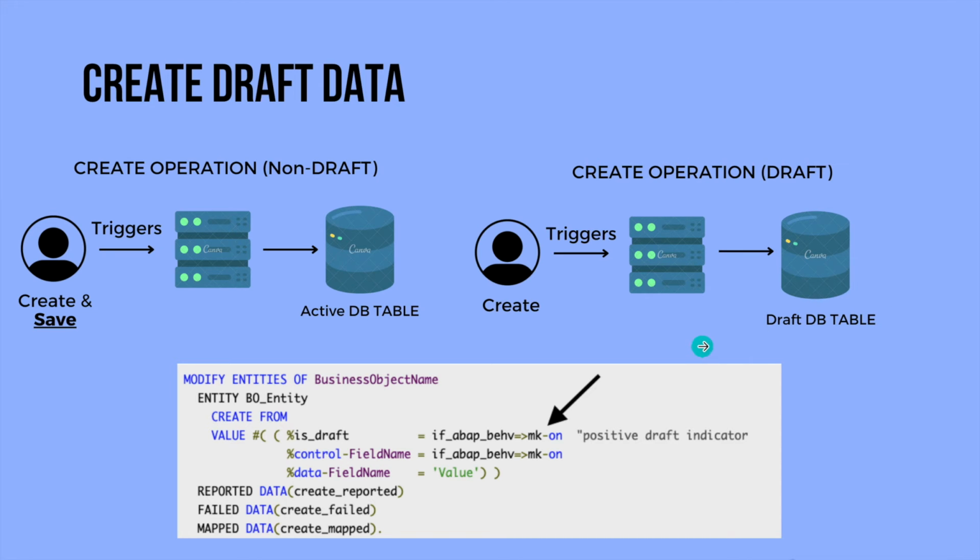So can we do it with EML? Yes, of course we can. Usually we create it using EML. This is the syntax: create from, and you provide the values that are required. There is something called %is_draft. This is the indicator which tells the framework whether it should go to the draft database tables or the active database tables. If it is switched on, then it will go to the draft database tables.